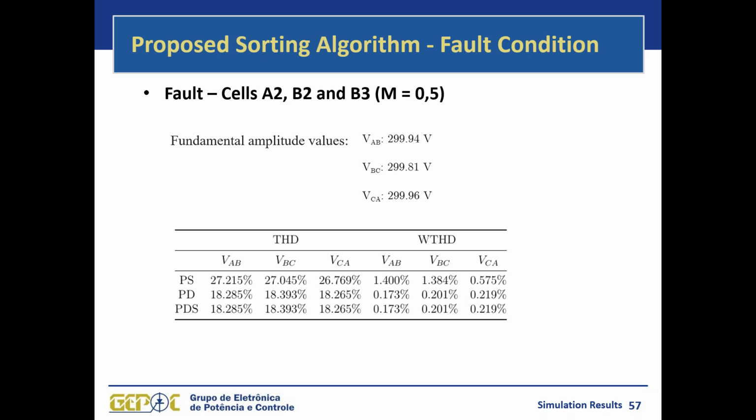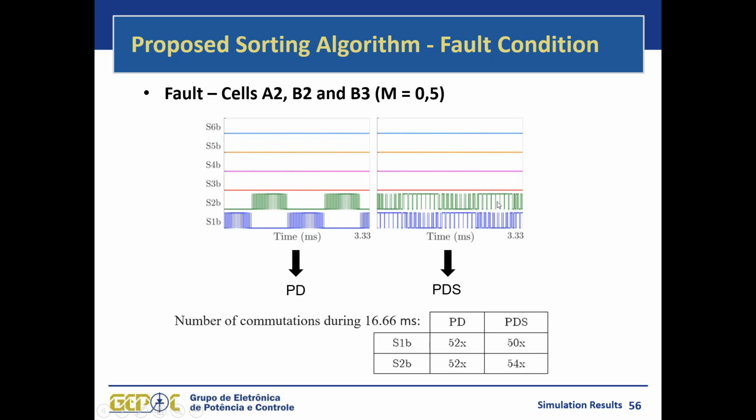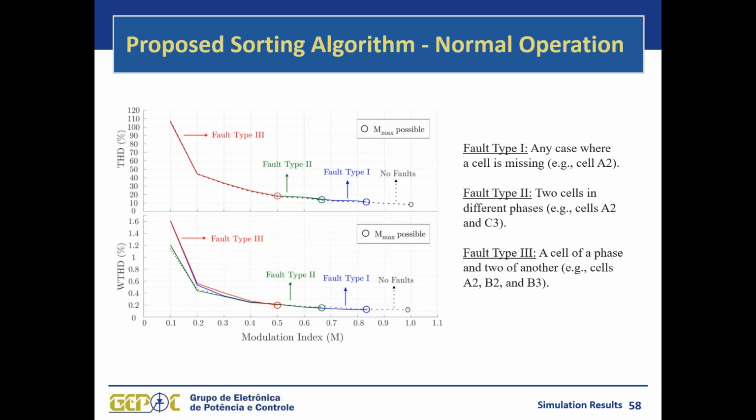We have here some results for this same fault condition. The fundamental amplitudes for the output voltages that were supposed to be 300 volts are very close to the desired value. We have the THD and the weighted THD for the phase shift modulation for this configuration of fault, the PD and the PDS. So again, we have a very good harmonic performance for the PDS strategy, while also distributing the pulses among the operating semiconductor devices.